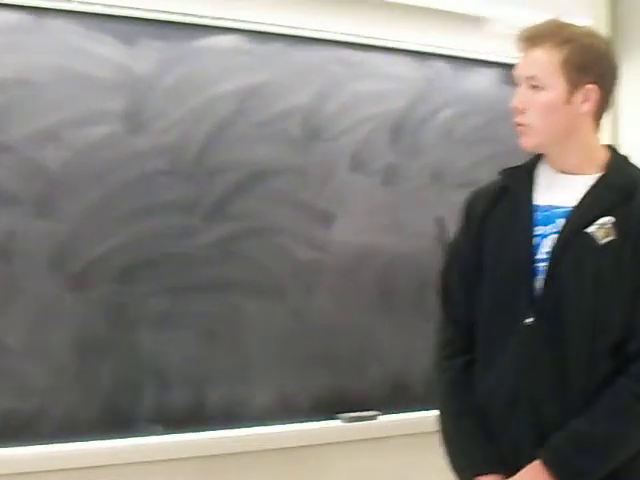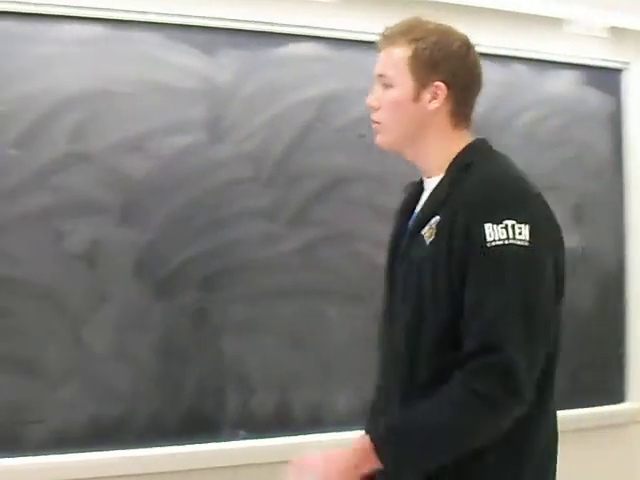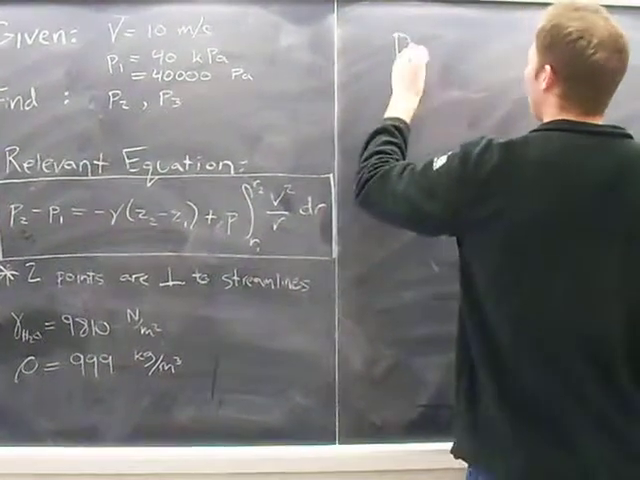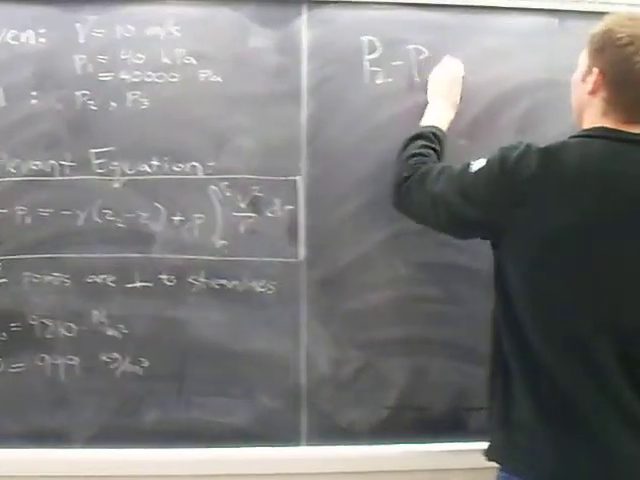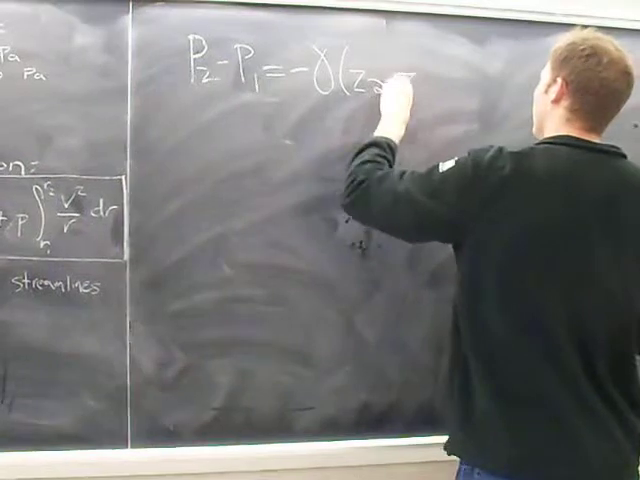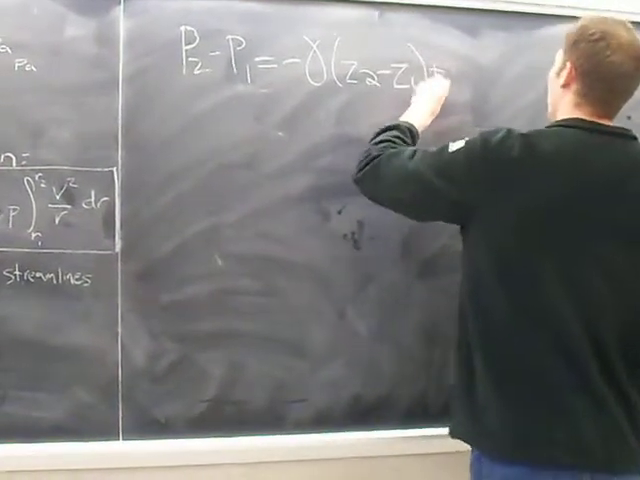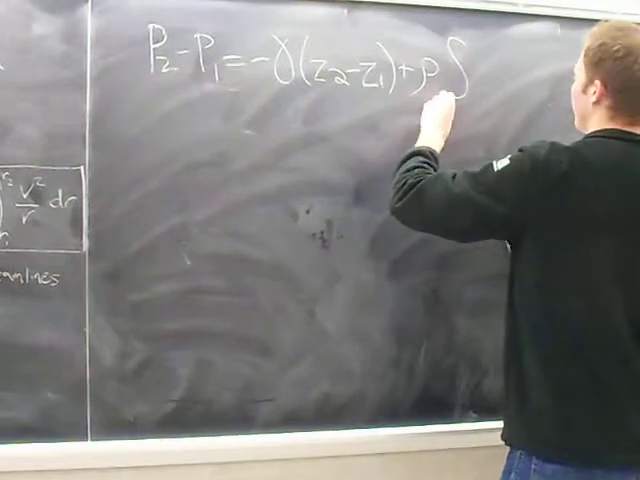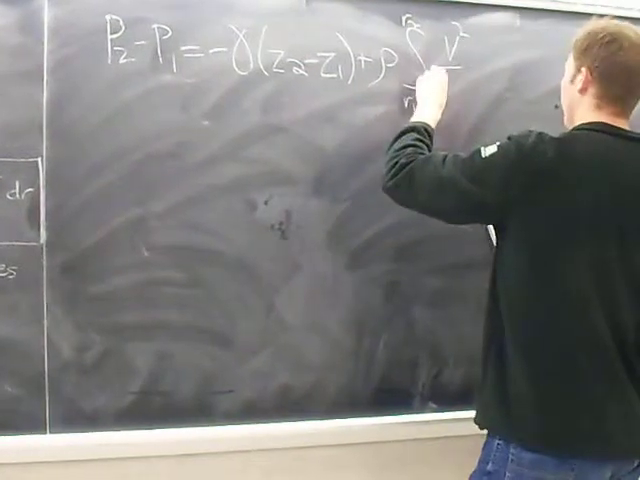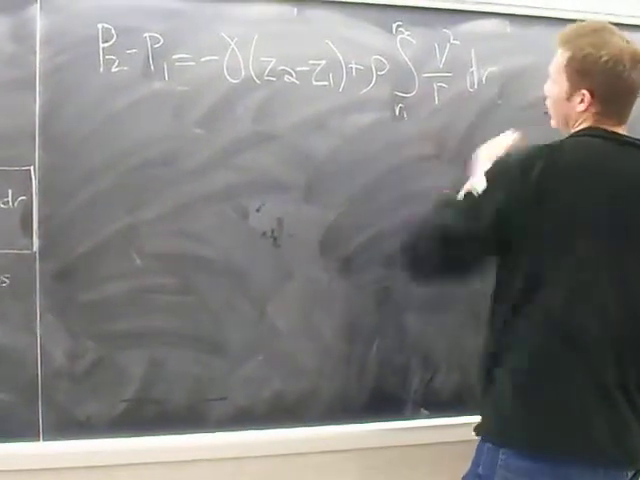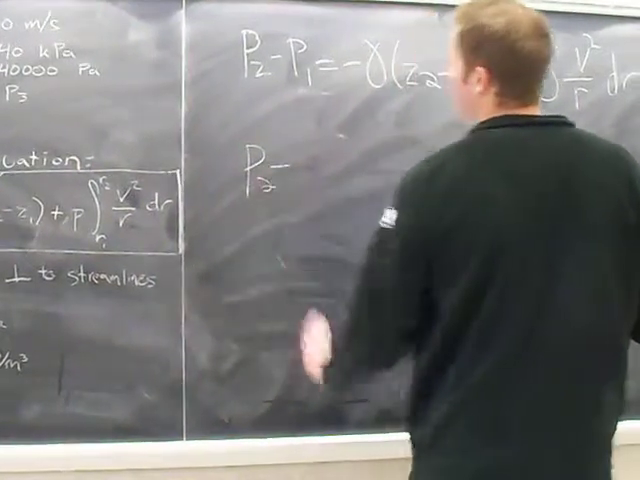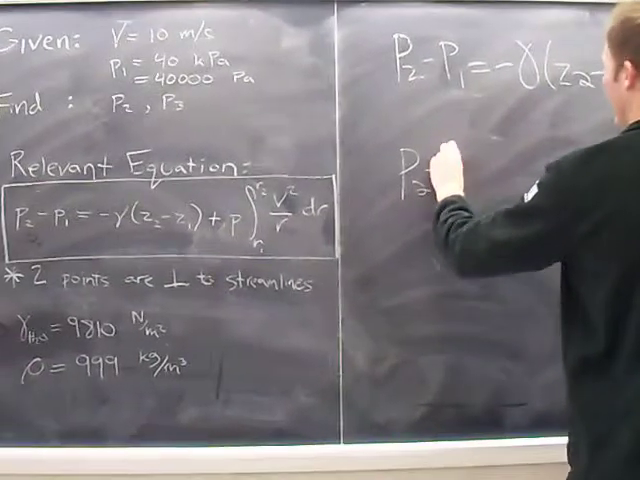Alright, first I guess we'll start with point 2. We can find the pressure at point 2, so we're using this equation. We have P2 minus P1 is equal to negative gamma times Z2 minus Z1, plus rho of water times the integral from R1 to R2 of V squared over R dr. So now we'll go on. We know we're looking for P2. We know the pressure at 1, which is 40,000 pascals.